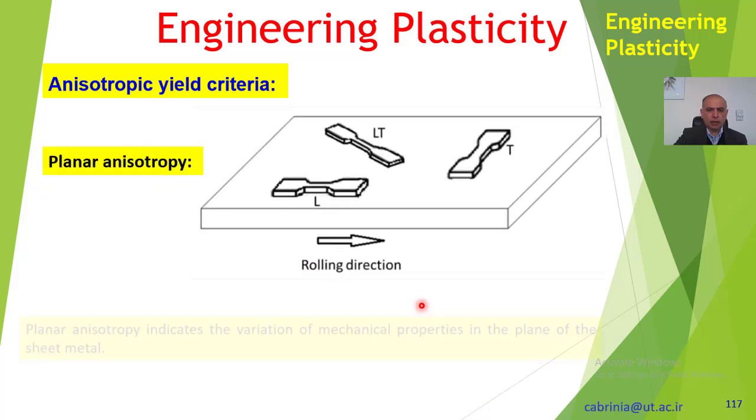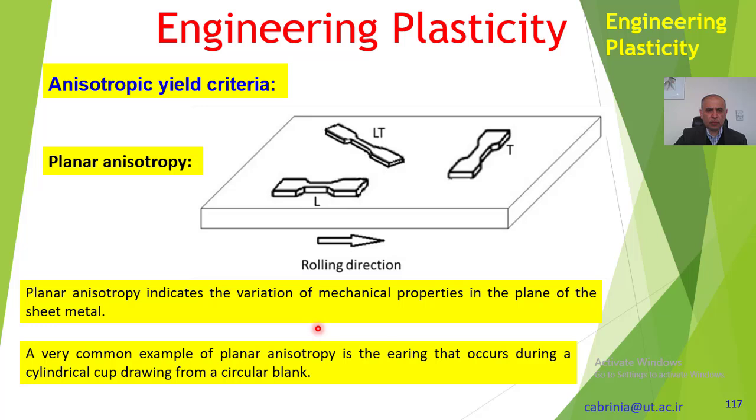Now, what is planar anisotropy? Planar anisotropy indicates the variation of mechanical properties in the plane of the sheet metal, like here. That's the transverse direction, that's the longitudinal direction, that's the rolling direction, and that is the diagonal direction. It has an angle to the longitudinal and to the transverse direction. So in this plane, which we call the plane of rolling, the properties are different, and we call this planar anisotropy.